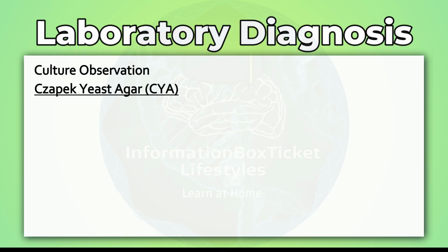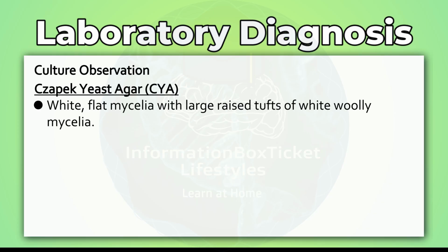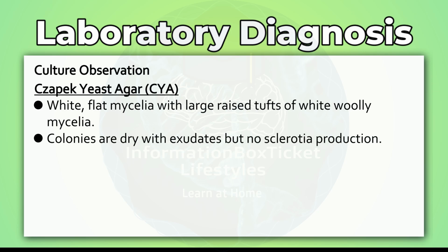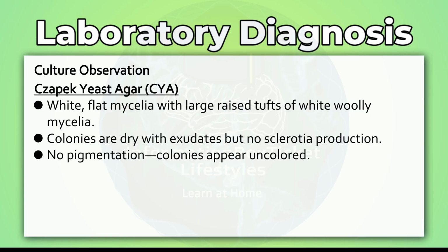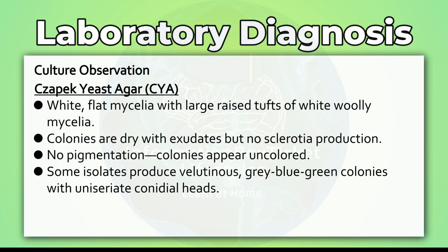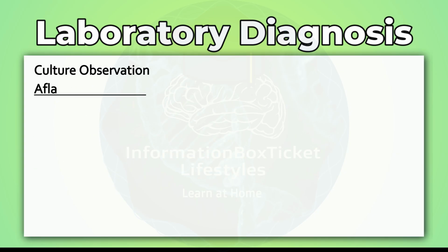Czapek yeast agar, CYA. White, flat mycelia with large raised tufts of white woolly mycelia. Colonies are dry with exudates but no sclerotia production. No pigmentation. Colonies appear uncolored. Some isolates produce velutinous gray-blue-green colonies with uniseriate conidial heads.